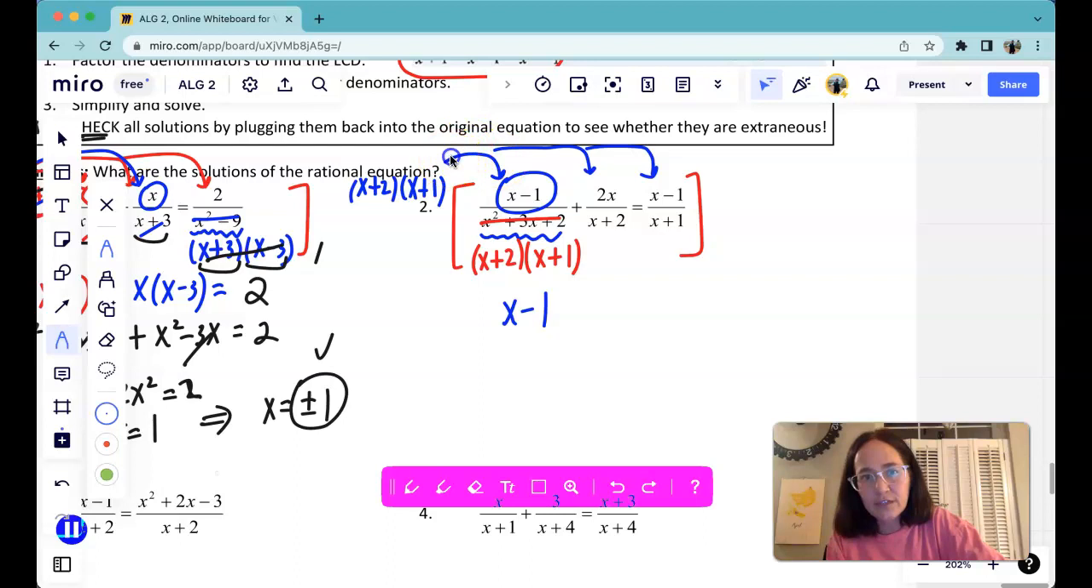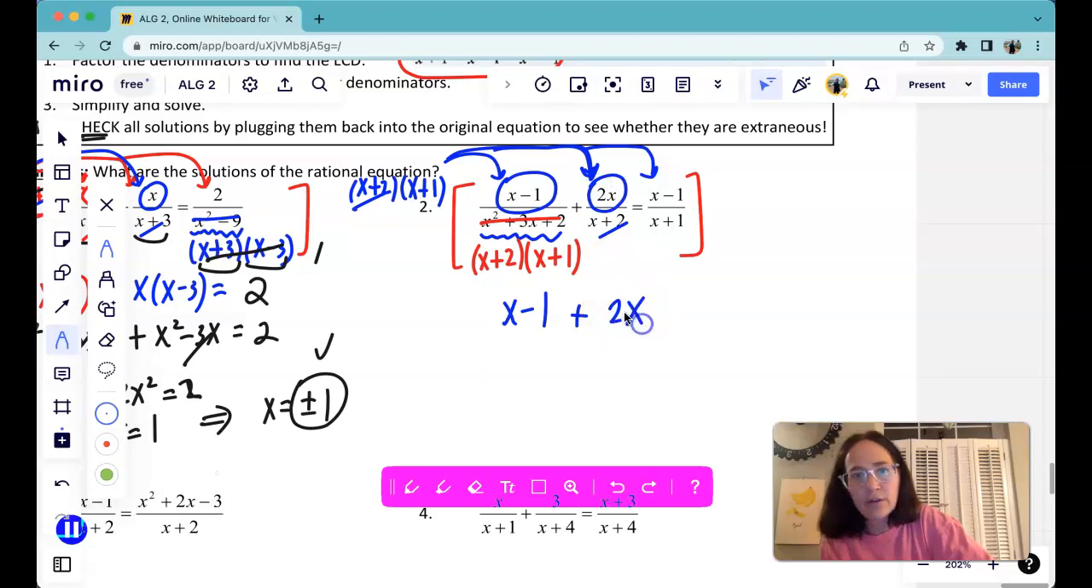Okay, second part. Take this slowly, bring it to the second one. What cancels? The x plus 2's are going to divide to 1, and then we write what we have left over. So we have plus, this 2x is still there. And what else? Oh, the x plus 1 is also still there.